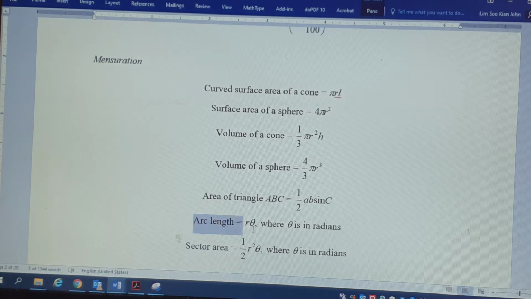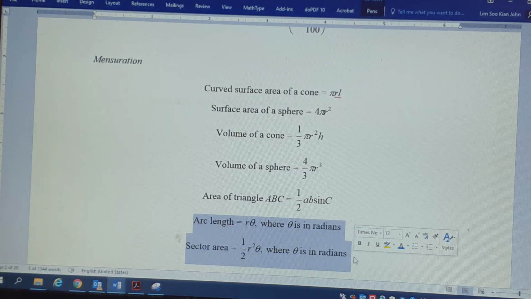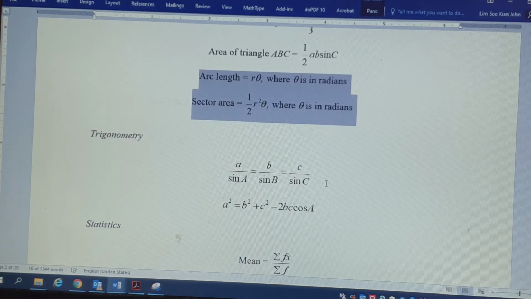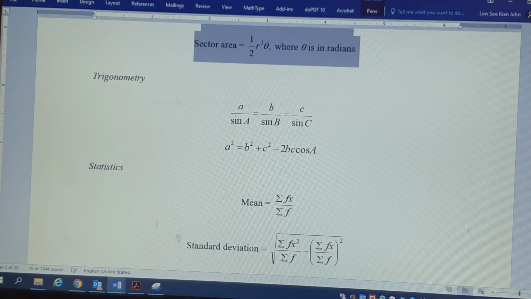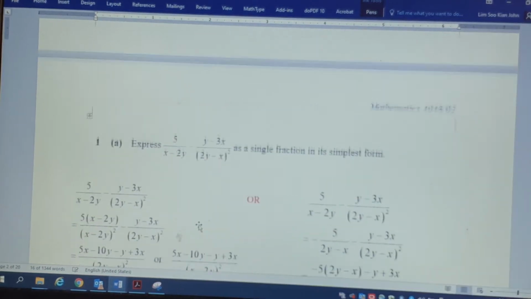And now here, very importantly, you just learned this year, arc length. So theta must be in radians. Okay, we learned this. Half AB sine C is all here. Also your trigonometry, you have all these given here. This is the sine rule, and of course this is your cosine rule, right? The last one you won't really be using because you will only be taught it in Sec 4. Okay, now let us begin.